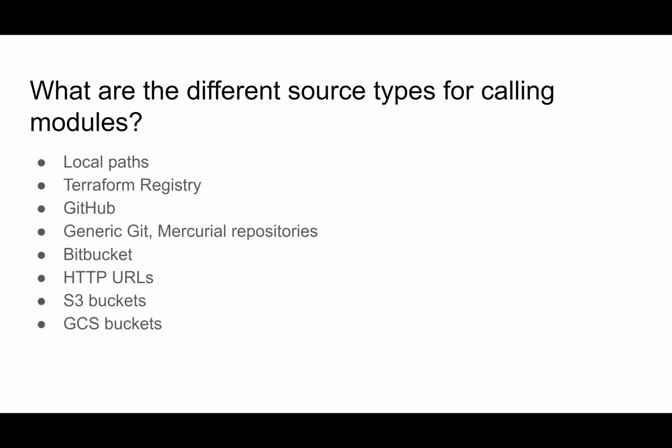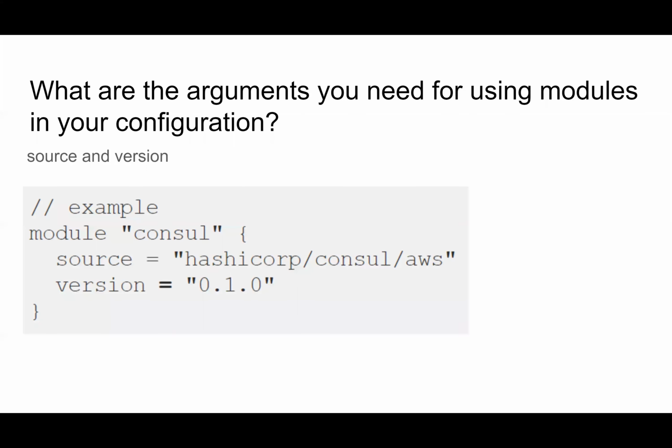What are the different source types for calling modules? So we have local paths, the Terraform registry, GitHub. Then there's generic Git resources like Bitbucket, even HTTP URLs, S3 buckets, and GCS buckets. What are the arguments you need for using modules in your configuration? So we really need to have a source that's obvious. That's where the module is coming from, and we use a version to specify a version of the module.